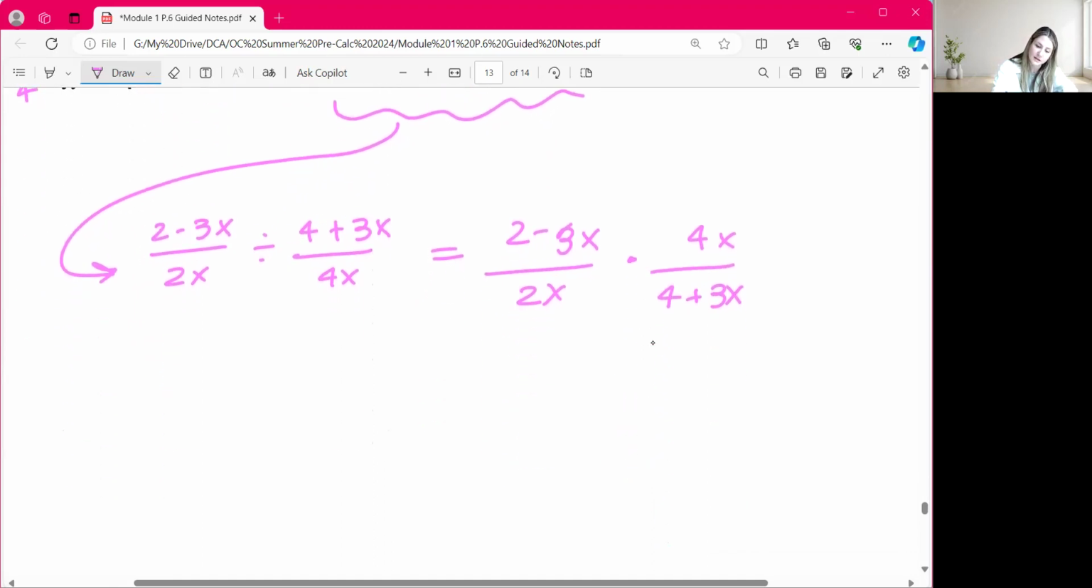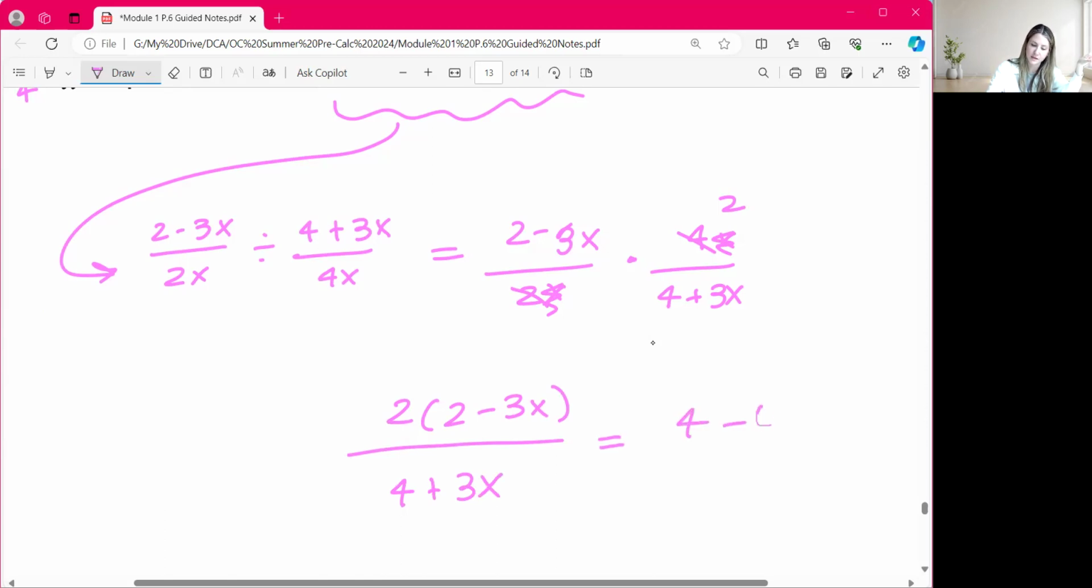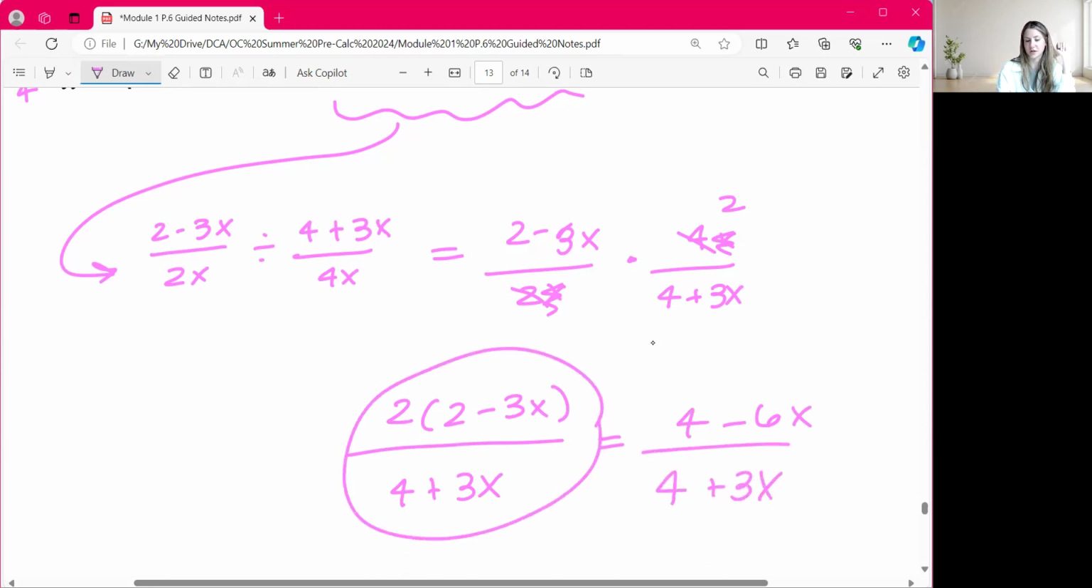So 2 minus 3x times 4x. Notice we can simplify 2x over 4x, right? 4x here, 2x here. Those x's are going to cancel. And this 2 will go into the 4, and we'll have 2 there. Now what's left in your numerator is 2 times 2 minus 3x over 4 plus 3x. And nothing can be simplified further. We can multiply in that too, 4 minus 6x over 4 plus 3x. But we can leave our final answer like that. We can't cancel those 4's because we're adding and subtracting.